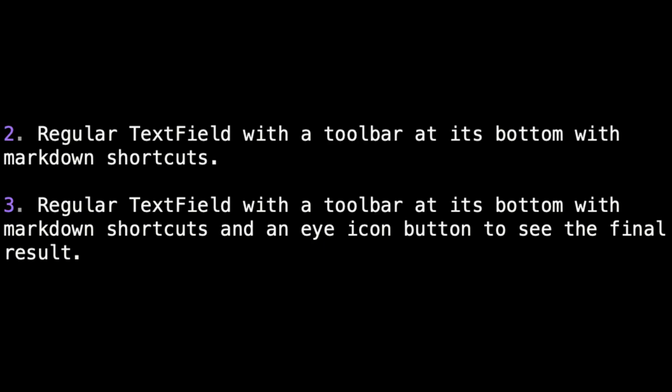Next, we have two different approaches for text fields with toolbars with Markdown shortcuts for the text. In both we have access to a toolbar with shortcut options to edit and write Markdown text. The only difference is that in one we have an optional but useful eye icon button, that when we press it, a preview of the Markdown text with style is shown, and then we can press on the text again to return to the edit mode. Let's first see the one with no eye icon button for preview, because it's simpler.